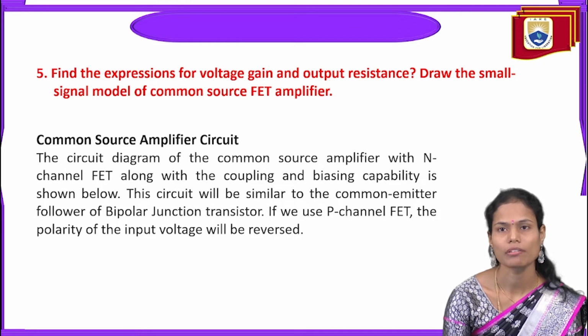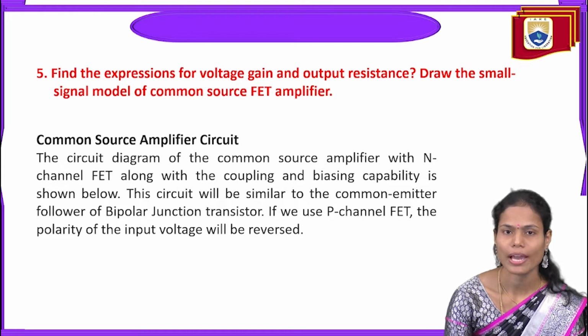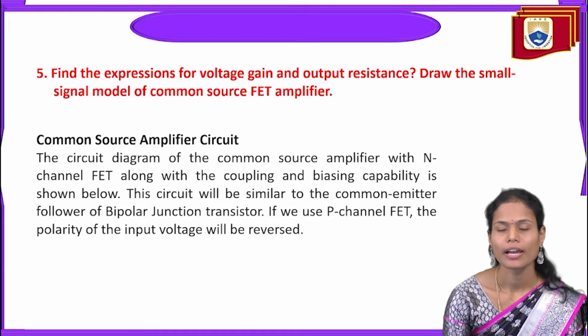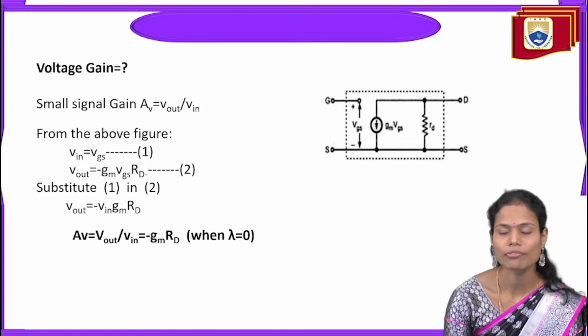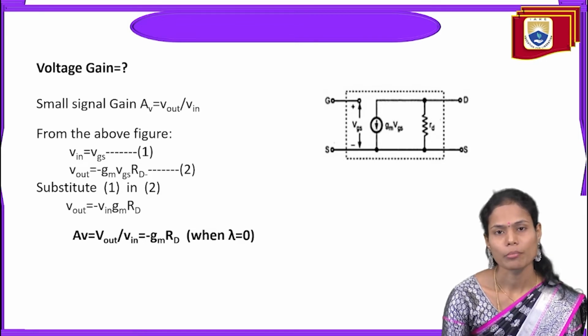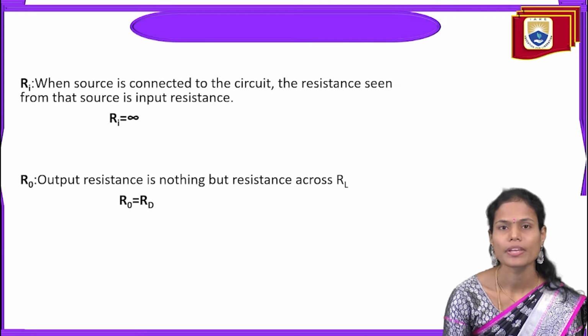Draw the small signal model of the common source FET amplifier. So again here we need to take the common source amplifier, how we are constructing it, and what is the working principle of the common source amplifier. After that, we need to derive how we are finding the voltage gain from the small signal model of the common source amplifier. And next we need to find the input and output impedances from the small signal model of the common source amplifier. So each and every analysis part and operation part we need to explain in detail in this given question.